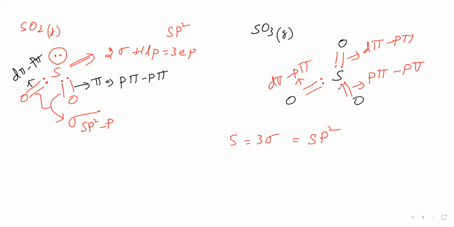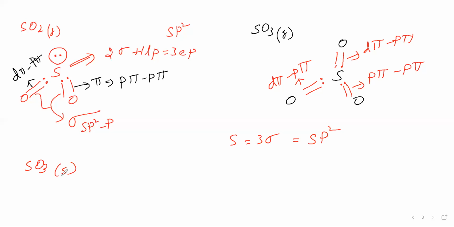So this sulfur gives a d orbital for pi bonding. Here also a d orbital for pi bonding. Here a p orbital for pi bonding. So in this SO3, there is 1 p pi and 2 d pi. Now we will take SO3 in the solid state. Here SO3 is in gas.